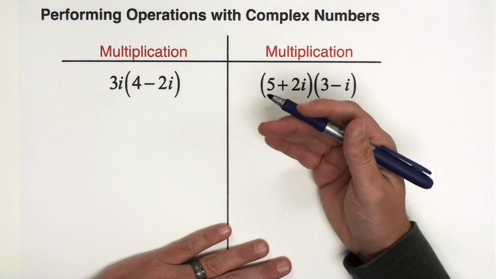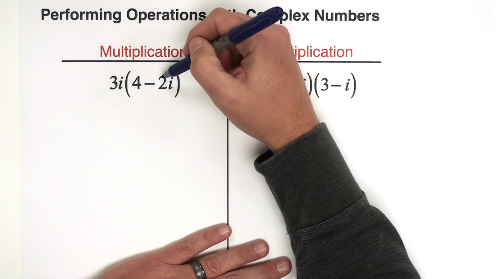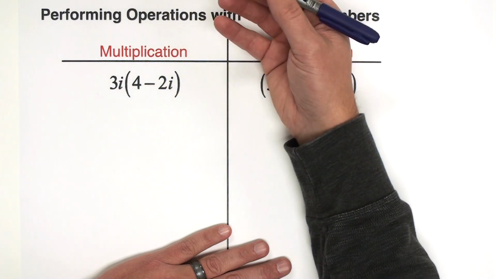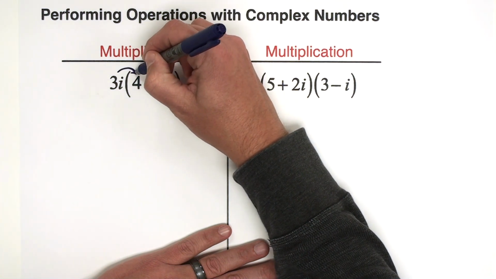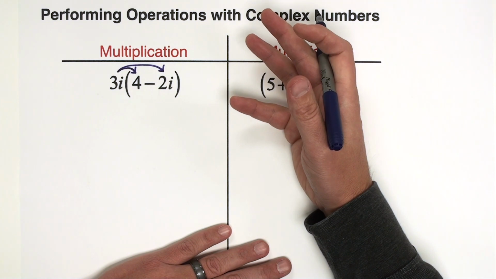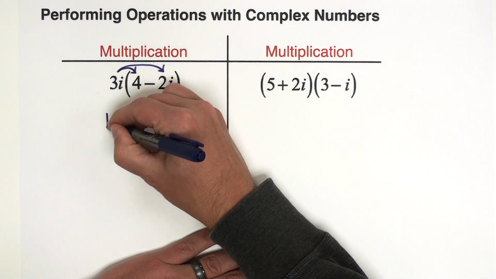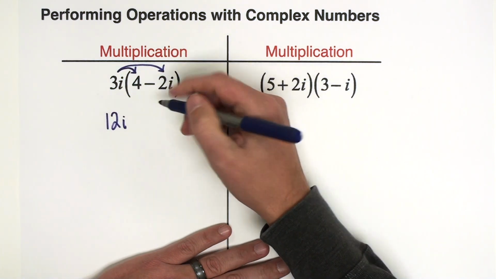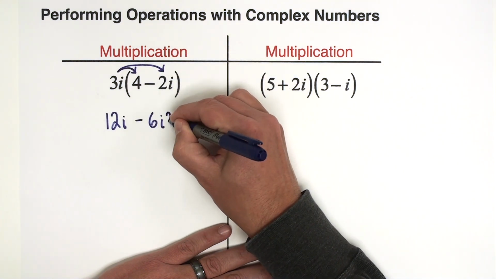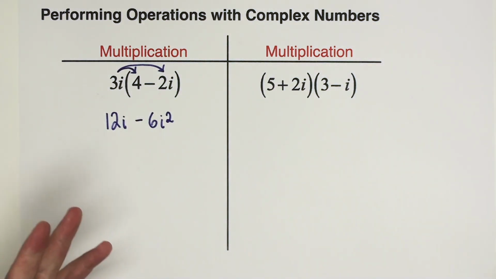Now, again, just treat this like any other variable expression. If I gave you this problem right here and pretend that the i's were x's or whatever other variable you want to pretend they are, everybody watching this video would simply distribute that 3i inside the parentheses. And the fact that they're imaginary numbers doesn't change what we're going to do. We're still going to just distribute. So 3i times 4 is 12i, and 3i times negative 2i is negative 6i squared.